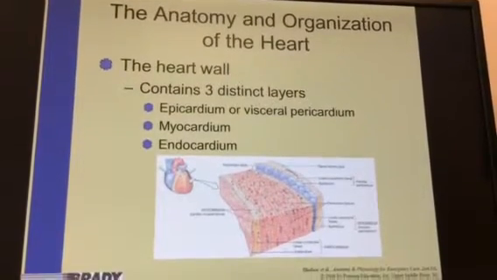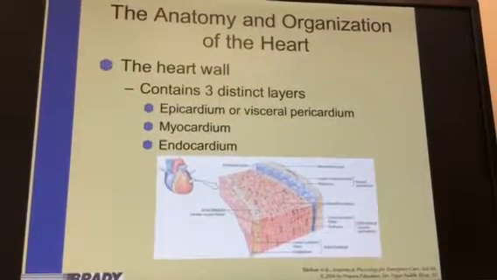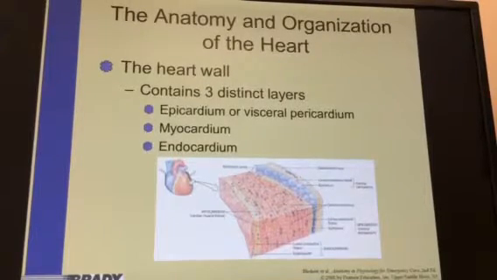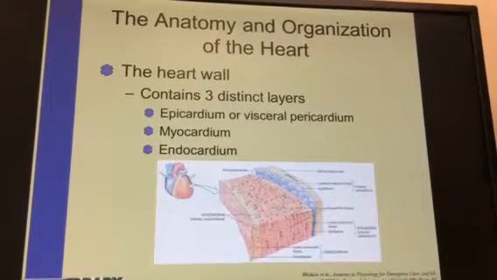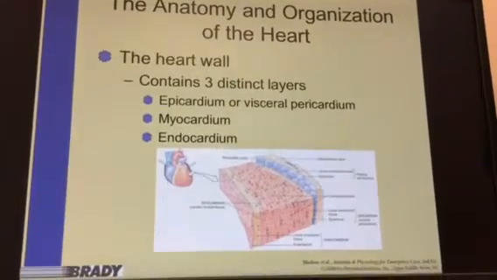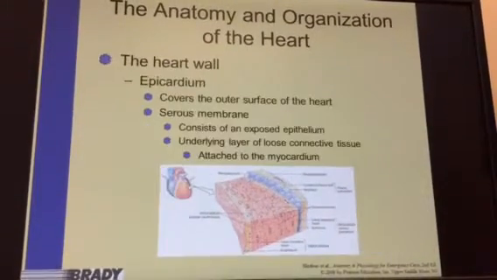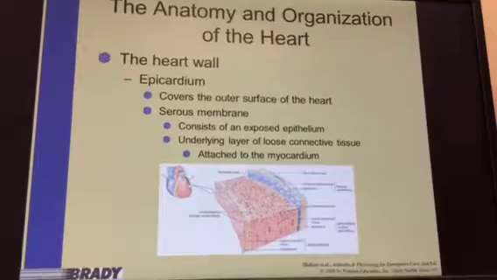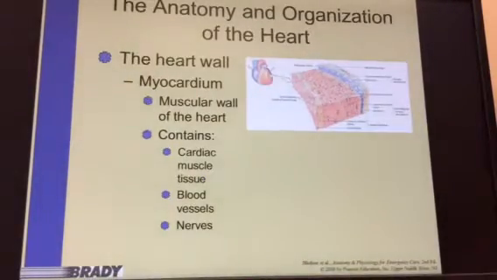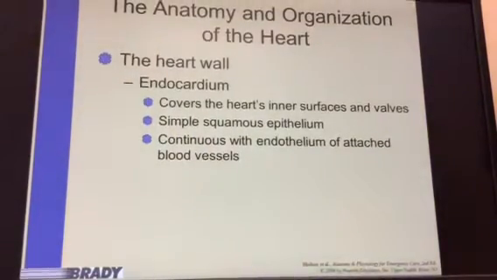So when we look at the three locations, epi usually means out, the most exterior. Epicardium, myocardium, the muscular, and endo is the interior. And I kind of talked about each of those.